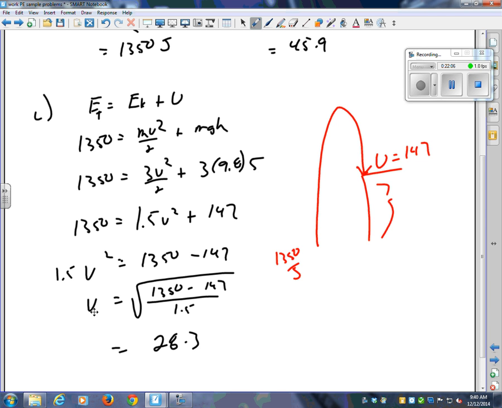So 1350 equals 1.5, that's 3 divided by 2, v squared, plus 147. The 147 goes to the other side, so it's subtract. And then you got to divide by 1.5 and take the square root. And you end up with 28.3 meters per second. So it's still moving quite fast. Well, of course it would be, because it went up 45.9 meters and this ledge is only 5 meters high. So this is not really to scale, is it?